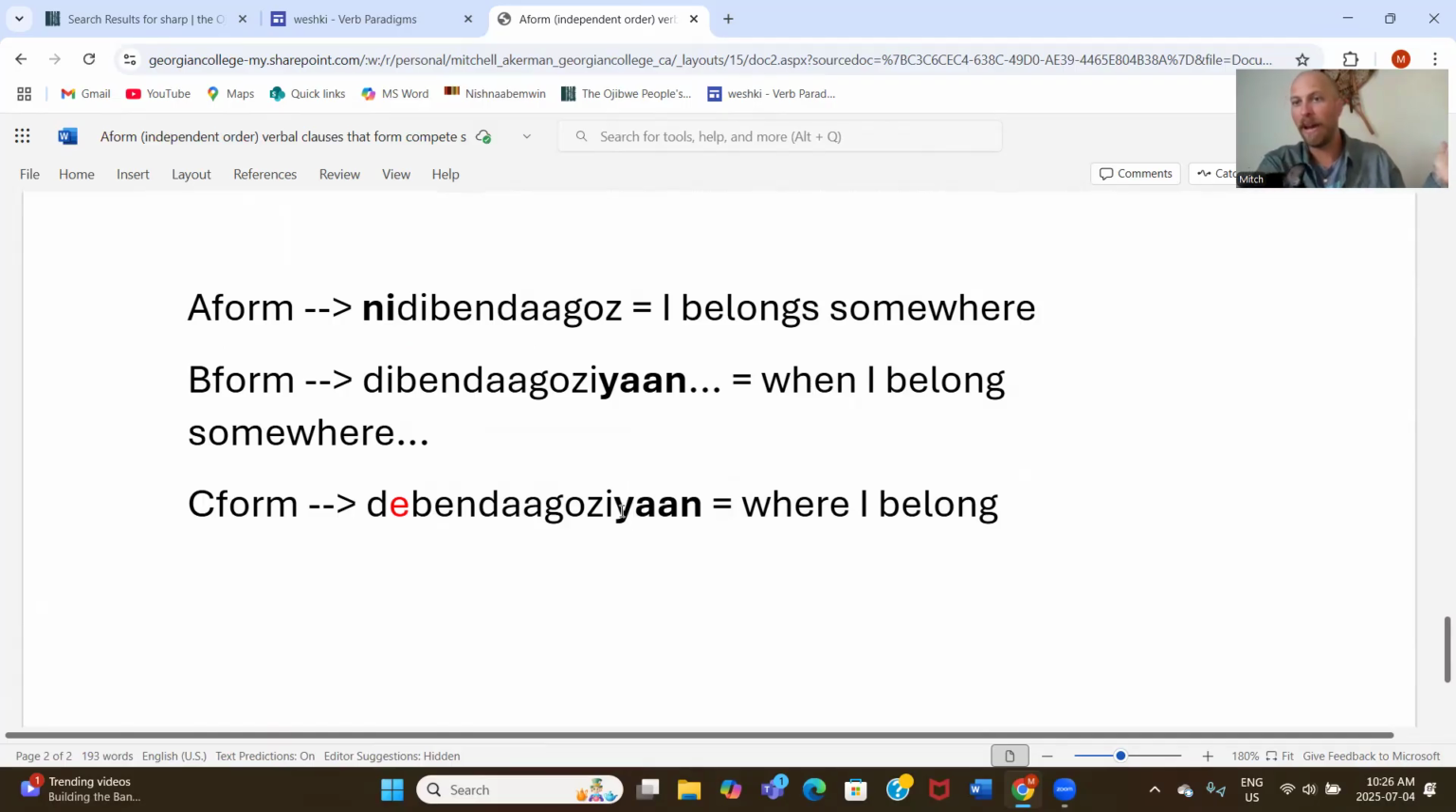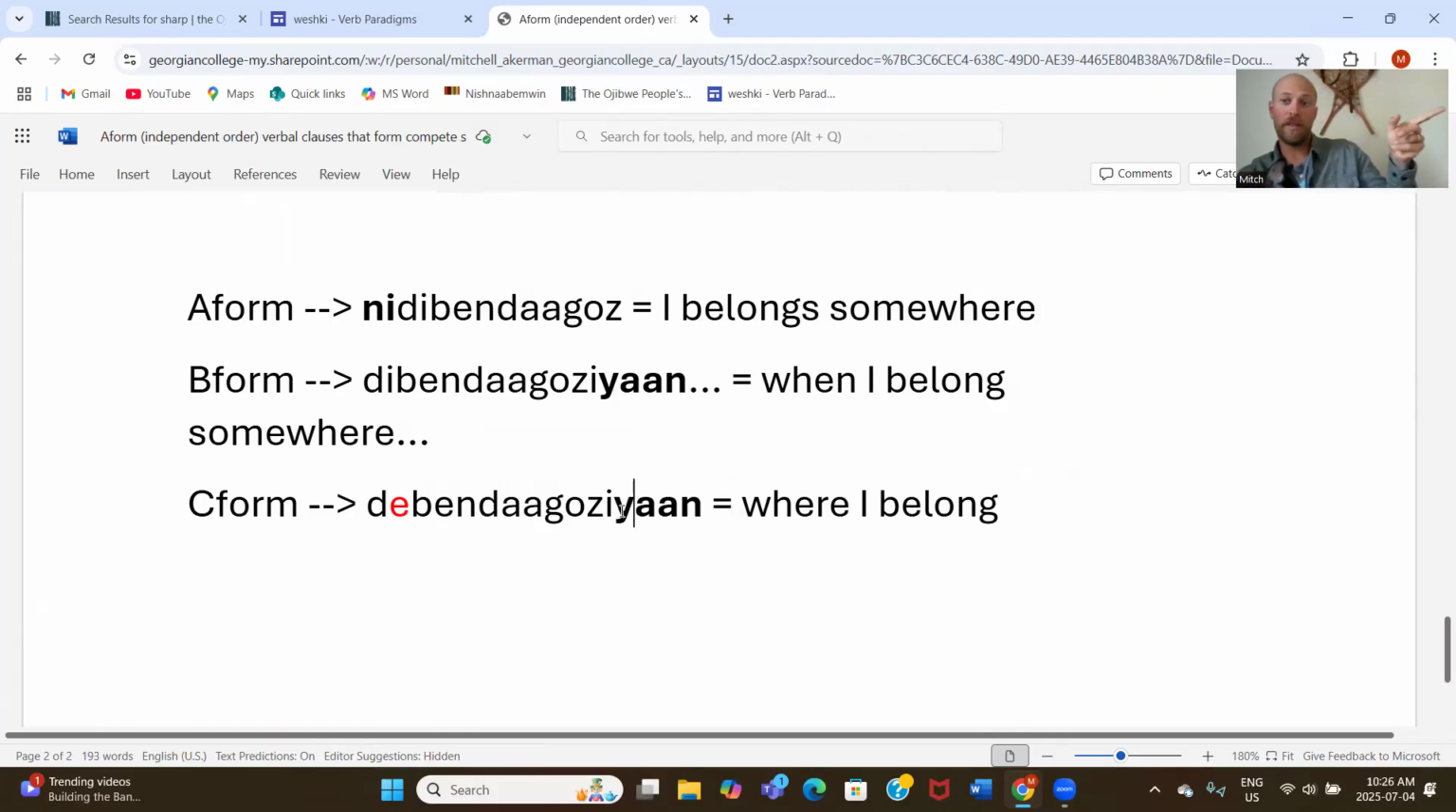I belong here in Penetanguishene. That's where my kind of people are from. Gindashwin, but as for you, you're a member at Cape. Okay, so that's how you can flip these around and use them a little bit. De bandagasin, where I'm from, where you're from.